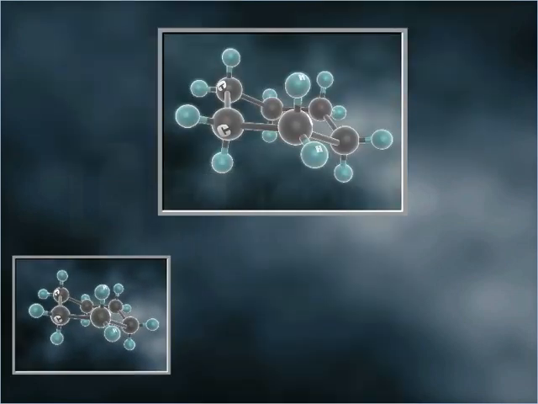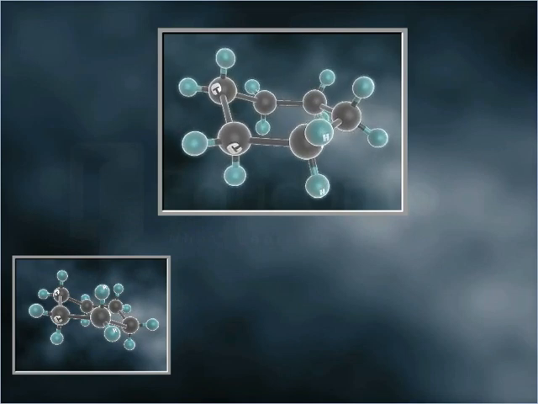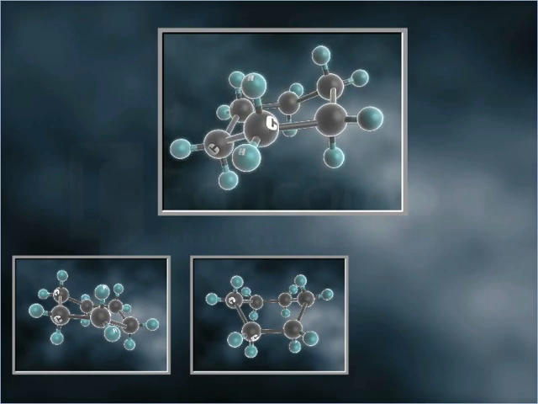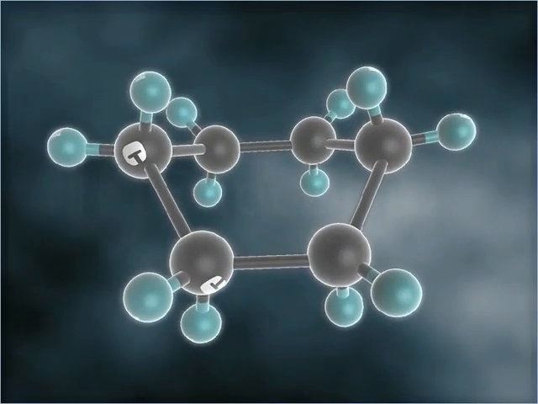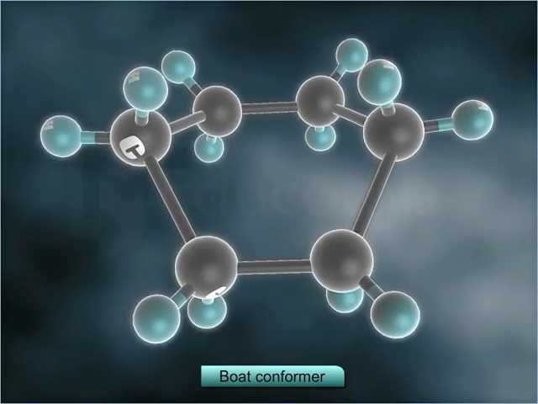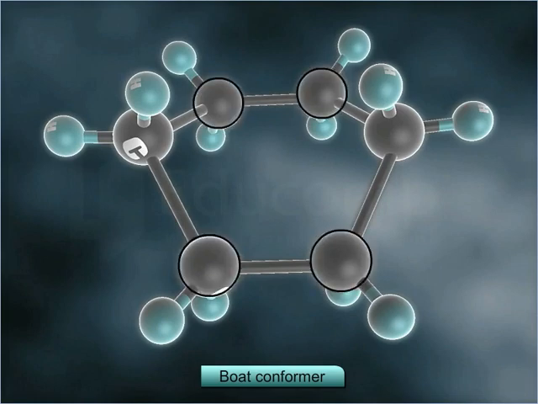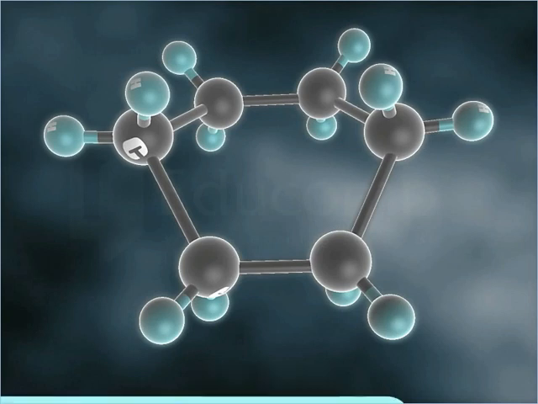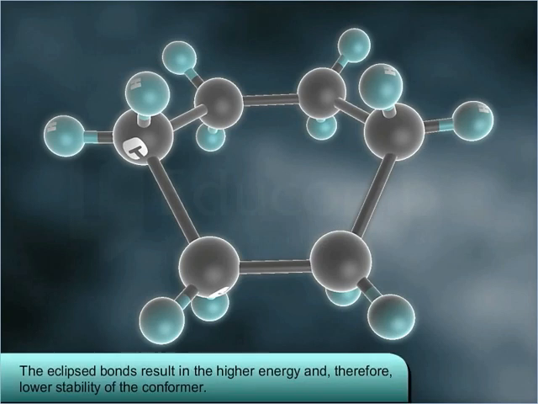The transformation of one chair form to the other by ring flipping takes place through an intermediate form called the boat conformer of cyclohexane. The boat conformer of cyclohexane is highly unstable because two pairs of carbon atoms in the boat conformer form the eclipsed bonds. If two carbon atoms are bonded in a way so that the hydrogen atoms bonded to them lie as close as possible, the carbon atoms are said to form an eclipsed bond. The eclipsed bonds result in higher energy and therefore lower stability of the conformer.